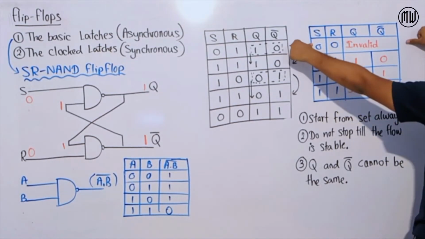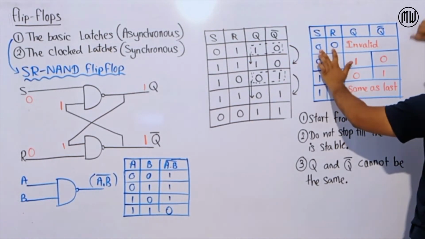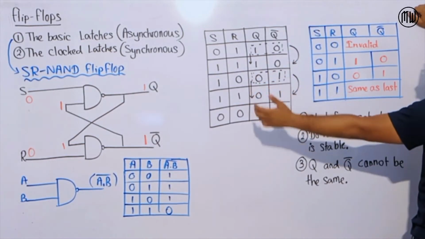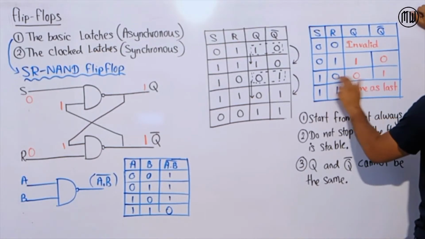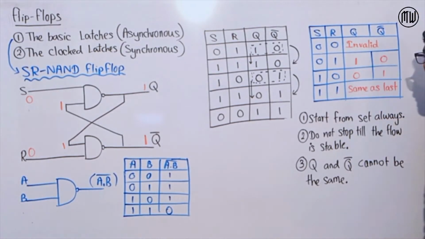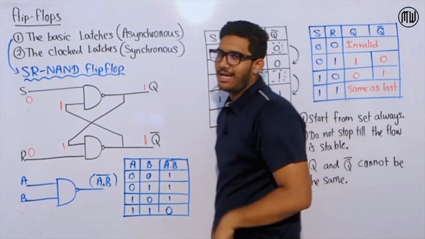So yeah, these are invalid inputs. We can't put 0 and 0 in a NAND flip-flop, right? If we put 0 and 1, the output follows, and if we put 1 and 1, the output will be the same as the last output.